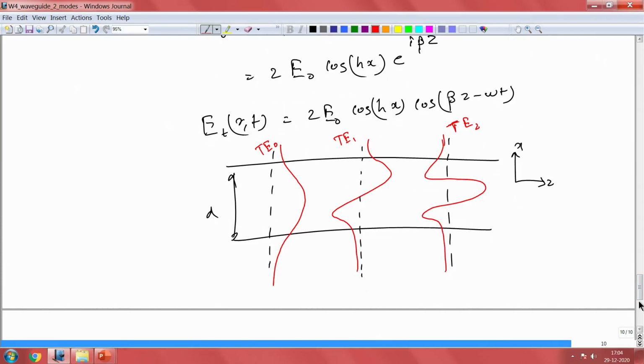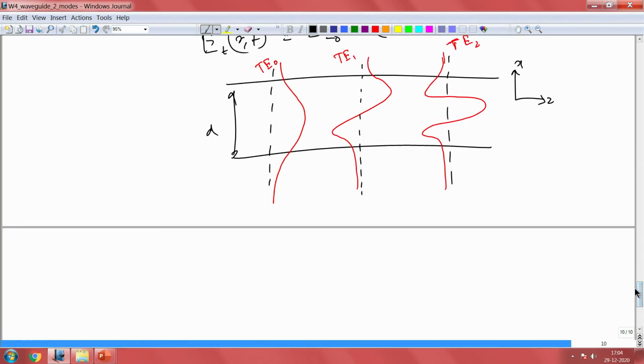Because m can only assume integral values, this will be discrete. That means the thetas are also discrete, satisfying the resonant condition. Again, this will propagate with a propagation constant of beta naught, this will propagate with beta 1, and this will propagate at beta 2. Important thing to note is these are all TE modes. We could also do the same for TM as well.